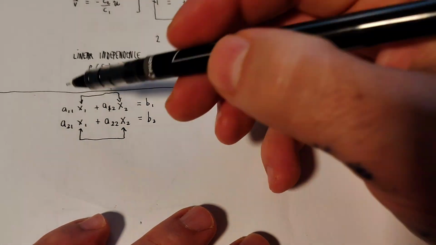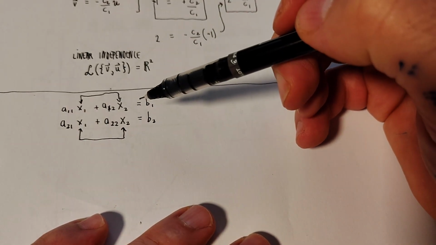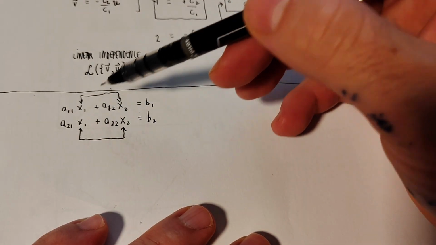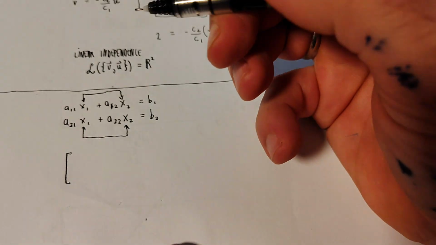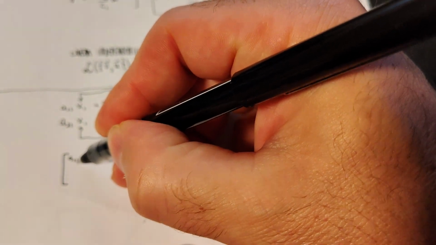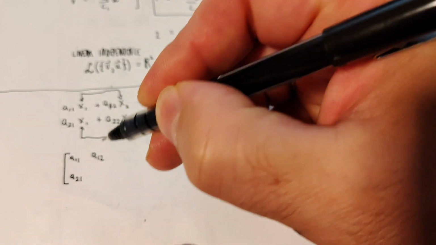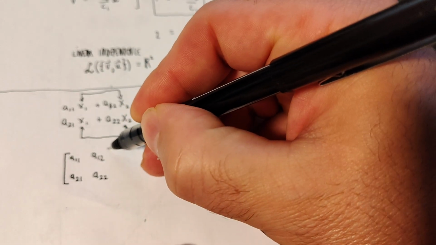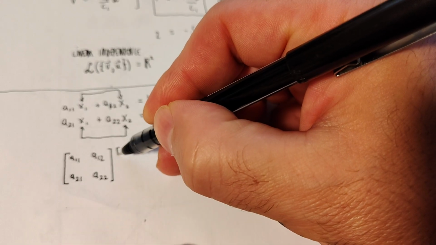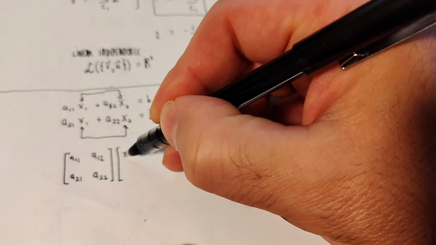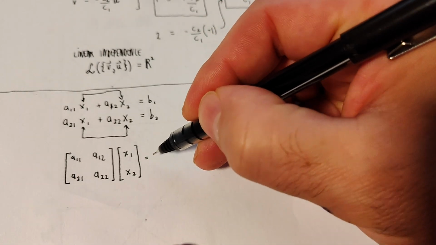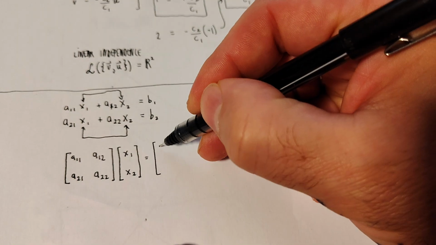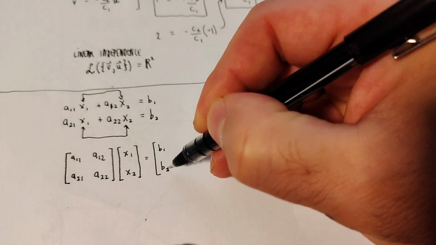All right. So how can we write this out in a way that we could put it into a matrix form? And the way we do that is you write it out as such, where you're going to have a11 up here, a21 in this corner, a12, and a22. And you're going to multiply that by x1 and x2. And that's going to be equal to this vector b1 and b2.